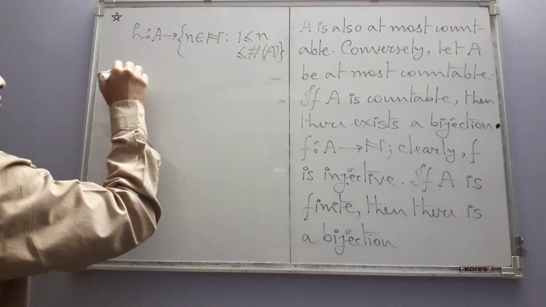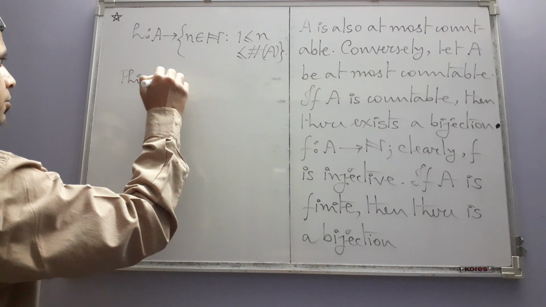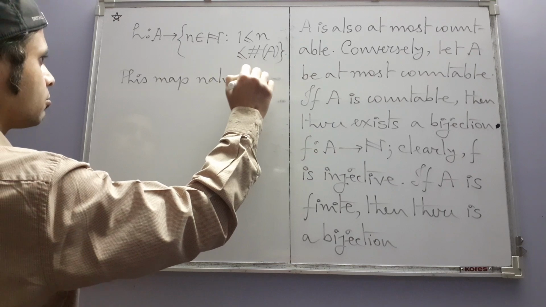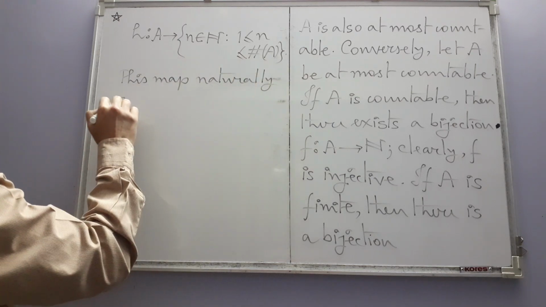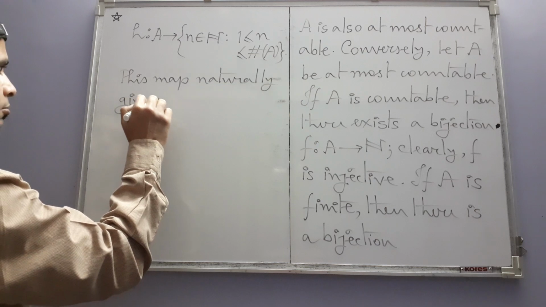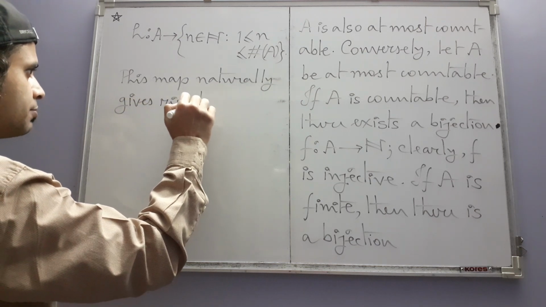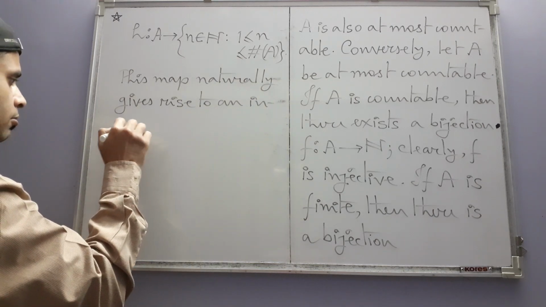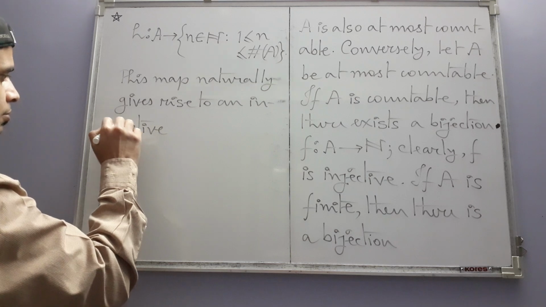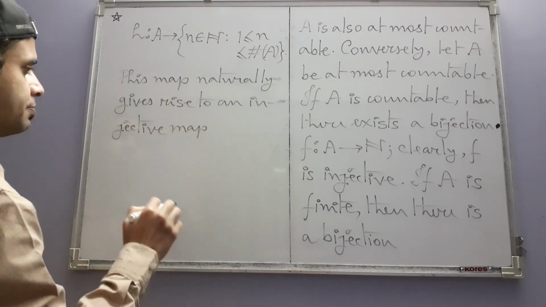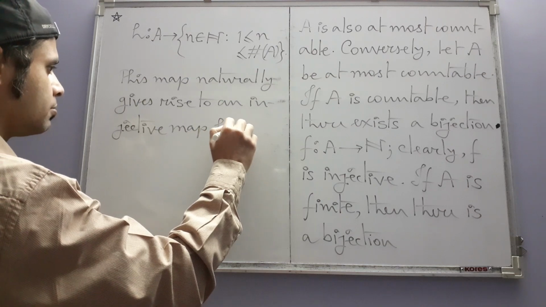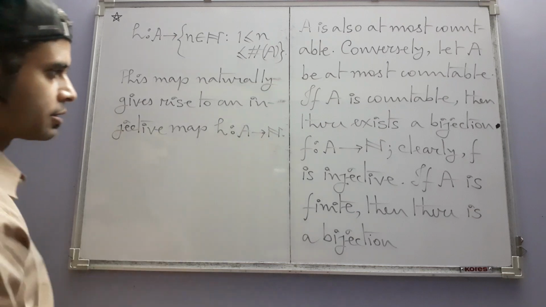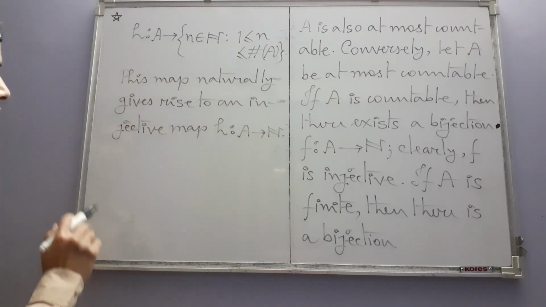This map naturally gives rise to an injective map h from A into N. So again we have got one such injective map. And why are we saying that this is natural?